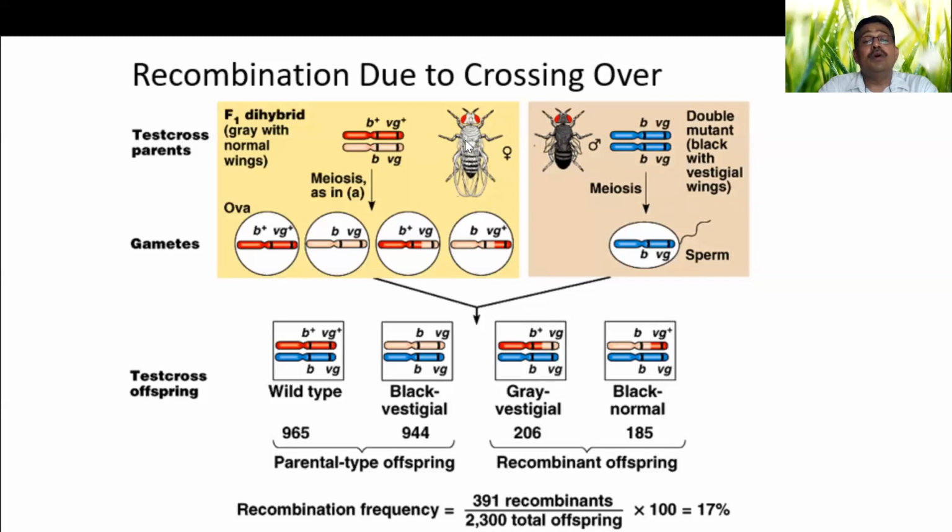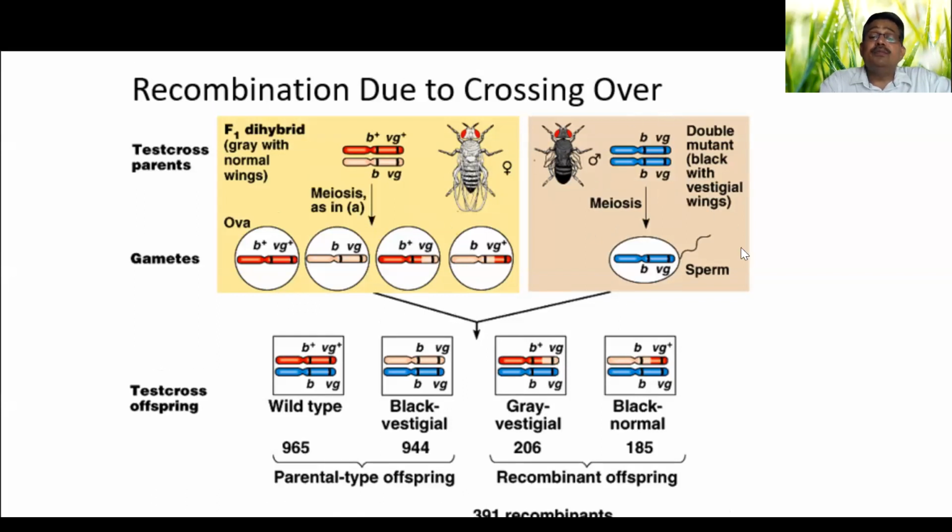Whatever character is observed in the F1, we call it the dominant character. So the F1 is of heterozygote nature, B plus and B, VG plus and VG. It looks like a gray fly with normal wings. This F1 is given a test cross with the double recessive mutant. When you make a cross between these two, you can see how recombination occurs. Let us see.